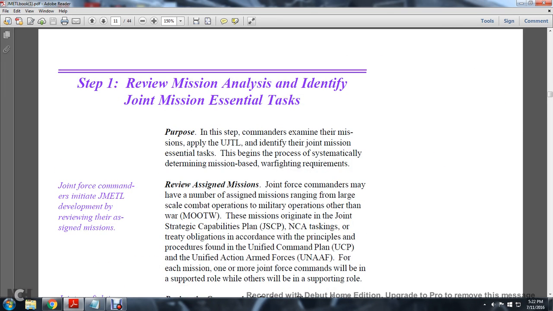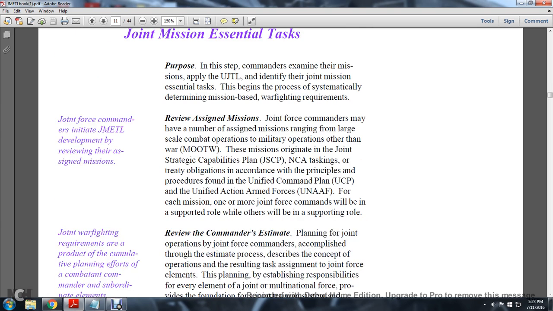Step 1, reviewing mission analysis, identifying the joint mission essential task. Purpose: in this step, the commanders examine the mission, applying the Universal Joint Task List, determining their mission essential tasks. This begins with the process of systematically determining the mission based on warfighting requirements. Joint Force Commanders initiate the Joint Mission Essential Task List, developing and reviewing their assigned missions.